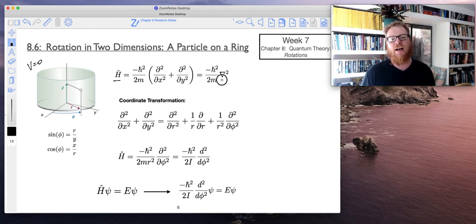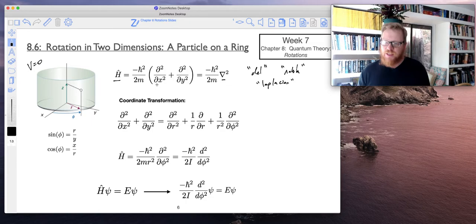So here, this thing that I've got, this upside down triangle, is called del squared. Sometimes it's also called nabla, and sometimes it's also called the Laplacian. So all of these are names to describe this operator. And this operator is the partial second derivatives in multi-dimensions. So we can have the two-dimensional del squared, or we can even have the three-dimensional del squared that would include the plus z dimension.